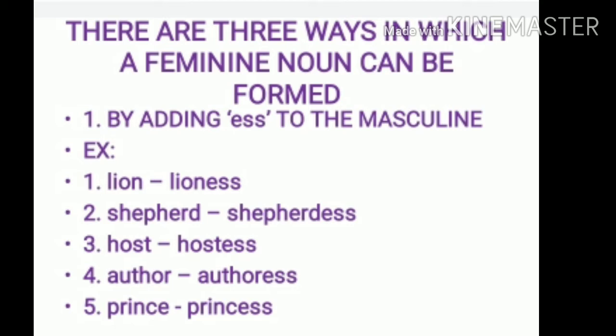Shepherd, so it becomes shepherdess. After the whole spelling we add ESS. Host, hostess. Author, authoress. Prince, princess. So in this way we can change it from a masculine into the feminine gender. This is one of the ways.